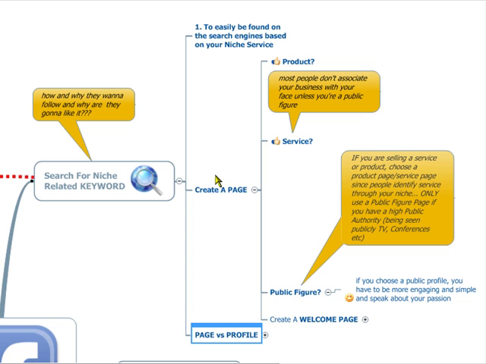So after creating a page, what would you be thinking, what would I have to choose from? Would I be a product, would I be a service, or would I be a public figure? Most people really don't associate your business with your face unless you're a public figure, right? So if you're choosing your product or your service as your page name, or your photo, these people would actually recognize you for whatever you're selling, okay?